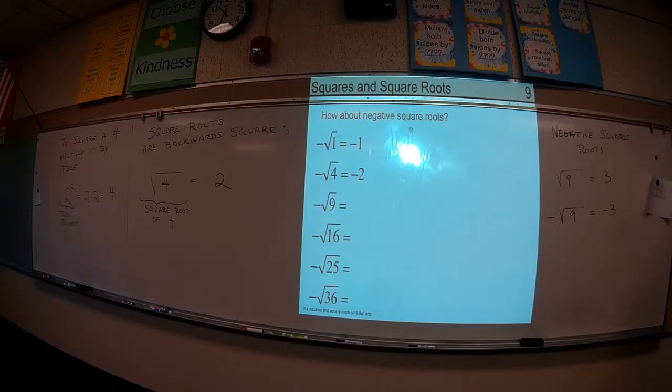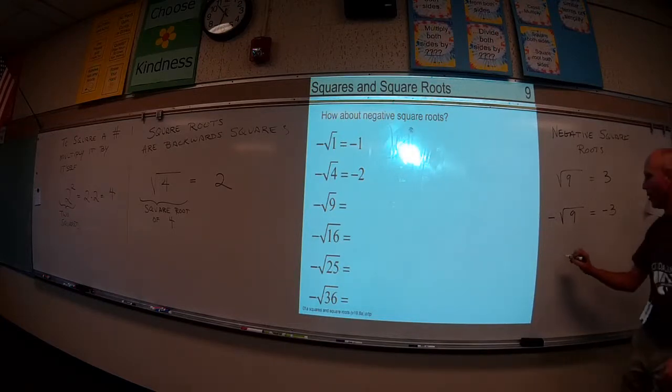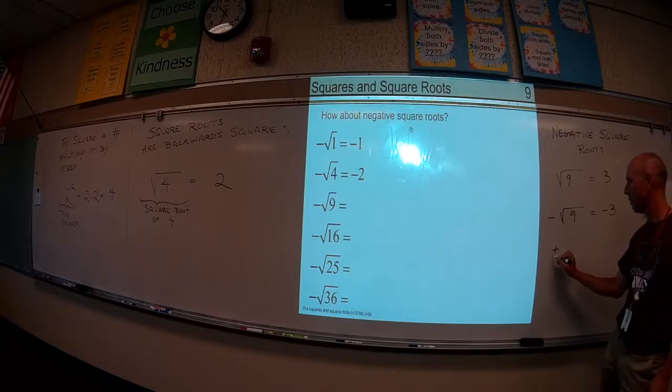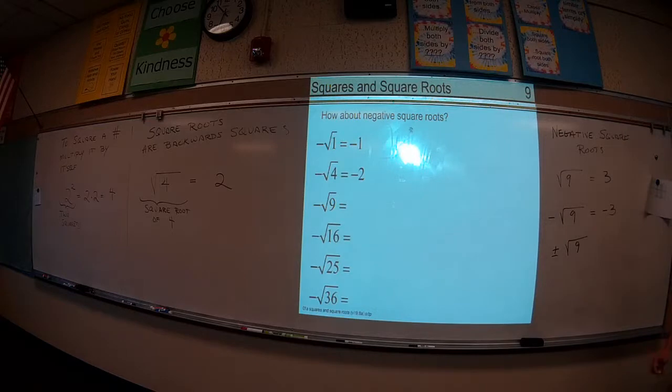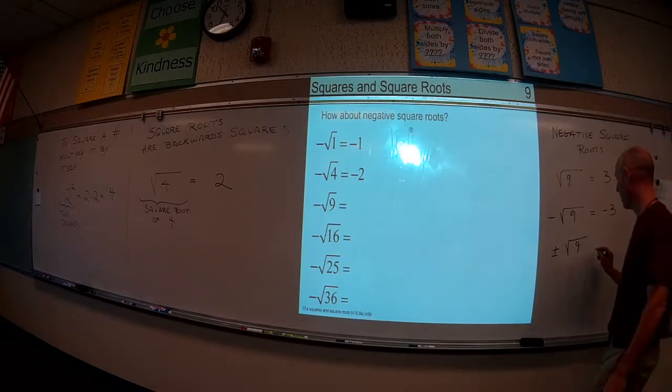So I'm going to add a new math symbol up here for you also. How about this? What's plus minus the square root of 9? Go for it. Positive 3 and negative 3. Yes, it's positive 3 and negative 3. It actually becomes 2 answers.